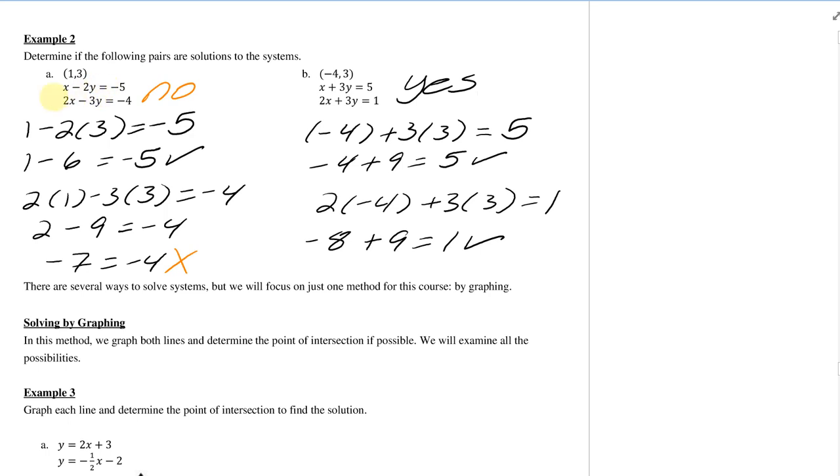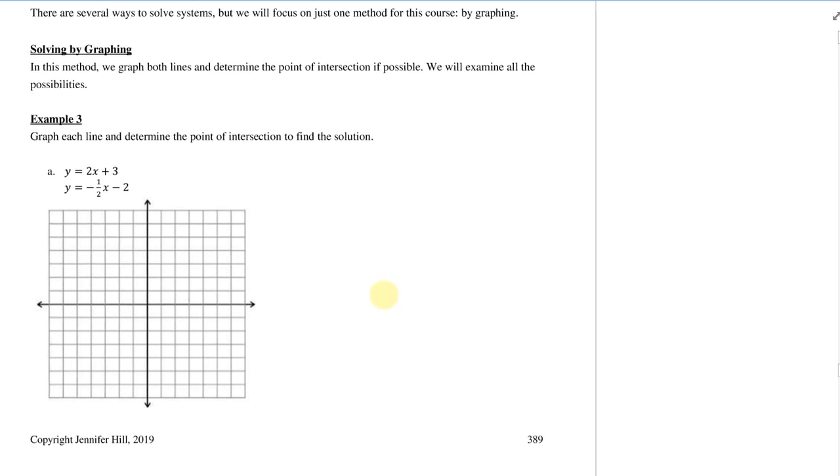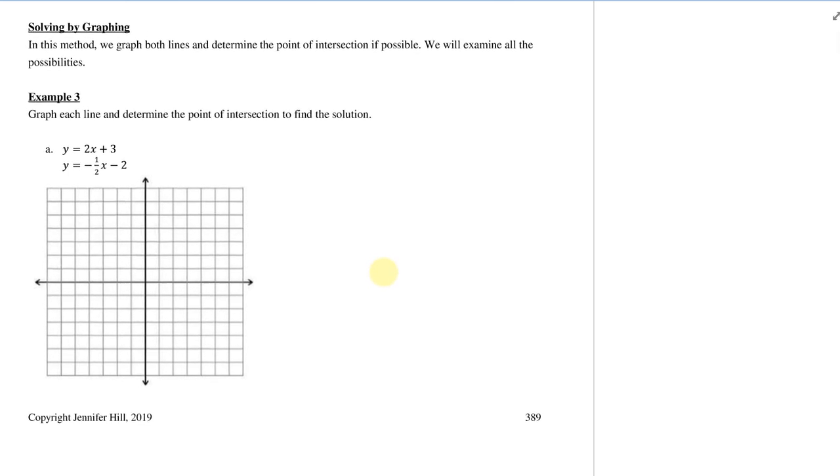So this is what a system looks like. You've got these two equations. This is what the solution looks like. It will be an ordered pair. And now what we're going to do is discuss a few ways to actually solve these. So the first method is solving by graphing, which we've already been graphing in this section, so that's why this kind of lines up together pretty well.